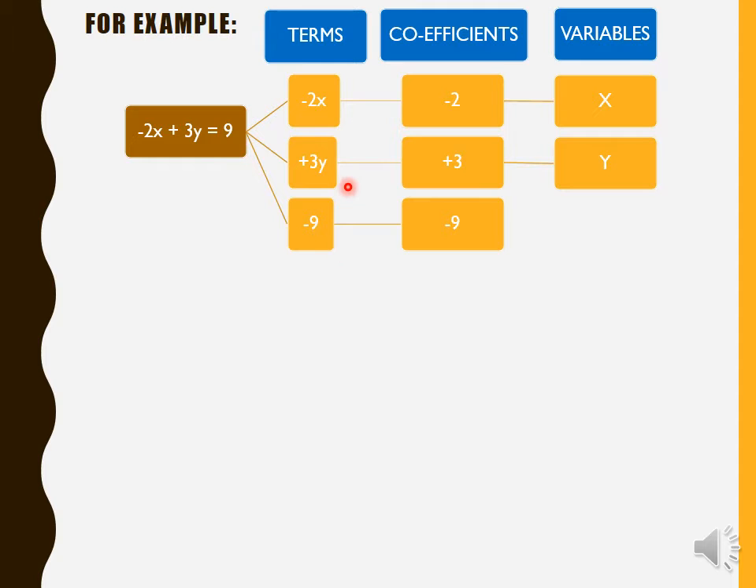Now, if we break down the terms, these consist of two parts. One, constants, and secondly, the variables. For -2x, -2 is the constant value and x is the variable. -2 here is also known as the coefficient of x. 3 is the coefficient of y. But since -9 is not associated with any variable, we will call it a constant value.